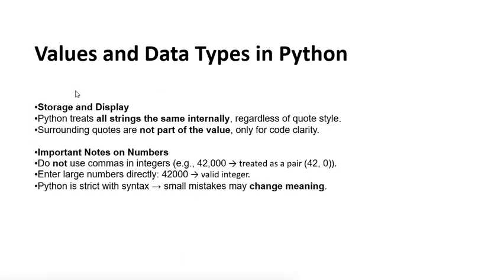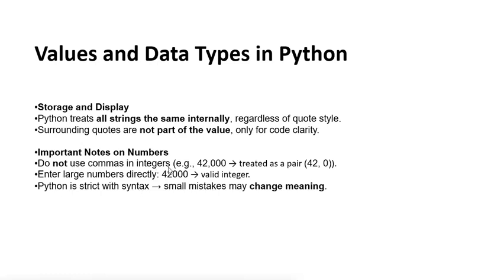Here, storage and display. Python treats all the strings the same internally, regardless of the code style. It treats all the strings as same irrespective of the code style. Surrounding quotes are not a part of the value, only for code clarity. That is only for code clarity. And important notes are numbers.